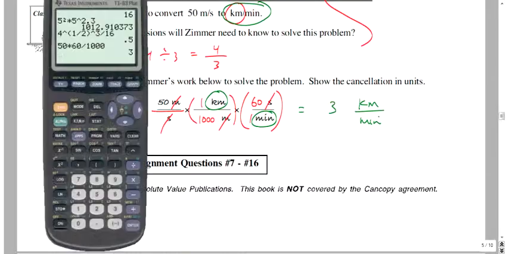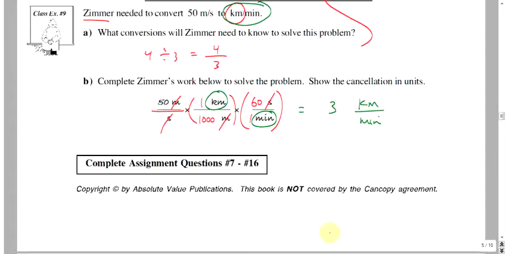Okay? Could I put that in a different way? Could I go 60 divided by 1,000, just because I'm odd, times 50? Yes, I could. Okay? Doesn't matter what order. Usually we start from the left and go to the right because that's how we read in English, right? But as long as you multiply all the numbers on the top and divide by all the numbers on the bottom, you'll get the right answer. Okay?